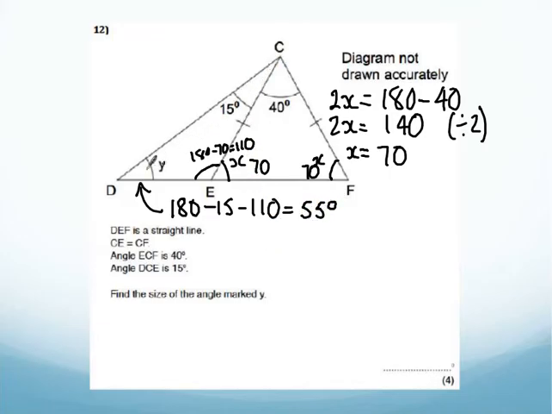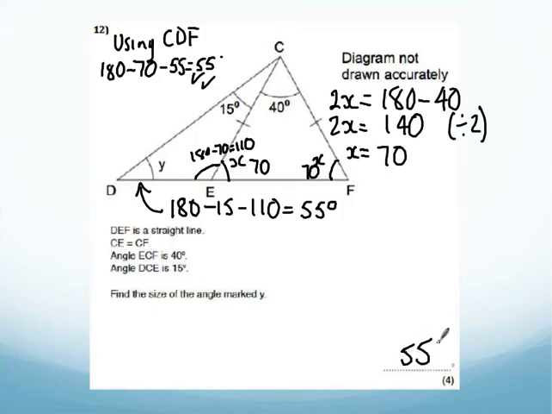And in fact, if you check, if you use the triangle CDF, so using CDF, what we get is the angles in a triangle are 180, take away the 70 at F, and then take away this 55 degrees at C, and it still equals 55 degrees. Okay, so it's come out as the same answer. So the angle Y is 55 degrees.